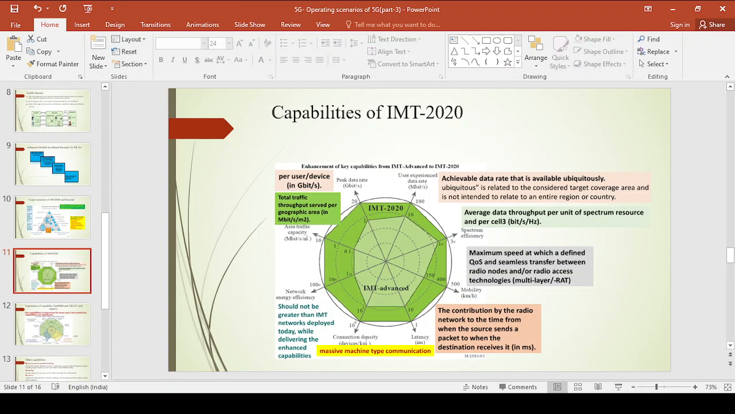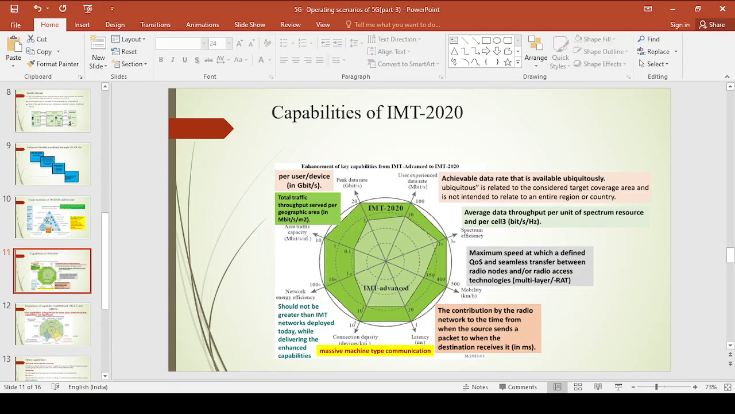Now coming to the network efficiency. This network efficiency is 100 times more than the previous generation system. If you see IMT advanced, it is multiplied with only one time. Now here it is 100 times. The network efficiency of 5th generation system is 100 times more than the network efficiency of 4th generation system, right?